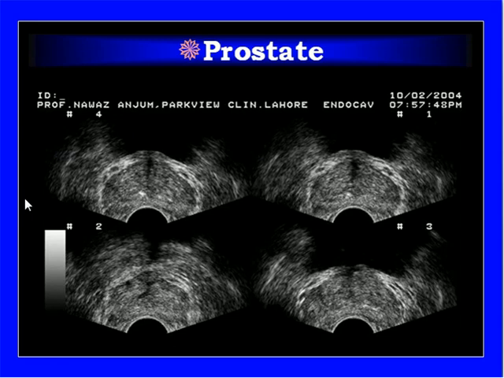Prostate. Now this is ultrasound picture. This is called transrectal sonography.